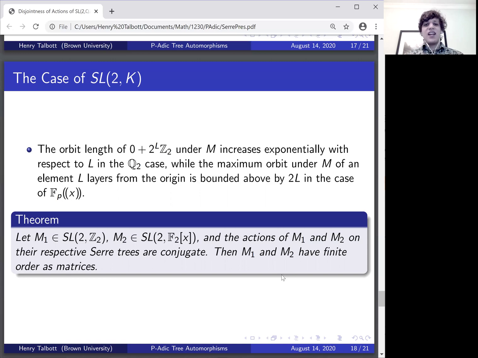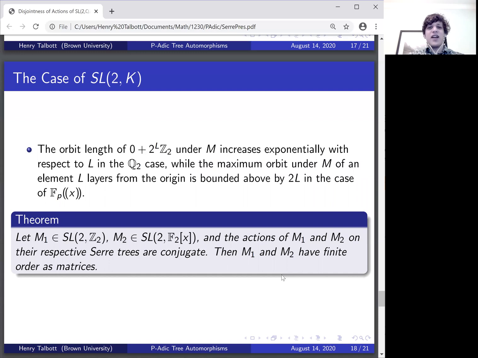Just to repeat that, in the p-adic case, we have exponentially growing cycles. Whereas in the Laurent case, every cycle has length that's bounded above by this linear constant, 2 to the L, or 2 times L. What this means is that we can do the exact same argument as before, where if we increase L large enough, if we get far away from this fixed integer point, then in fact we'll be able to find a very long cycle in the p-adic case that won't show up in the Laurent case. These two maps can't possibly be conjugate, unless M1 or M2, the matrices we're starting with, have finite order, in which case we don't get this growing cycle length at all.